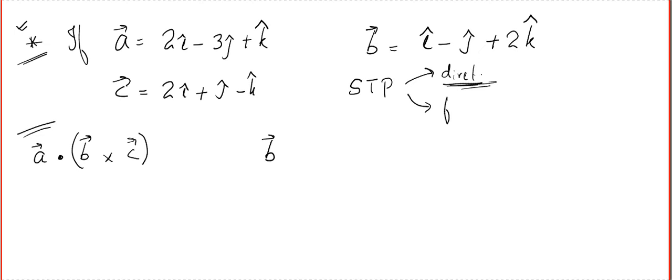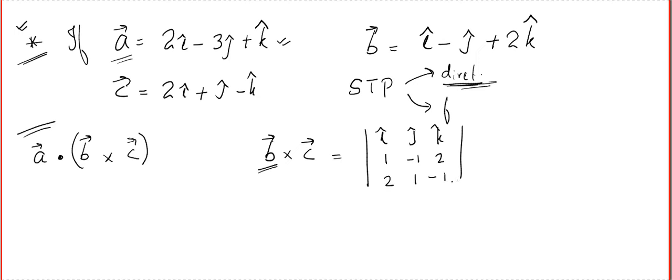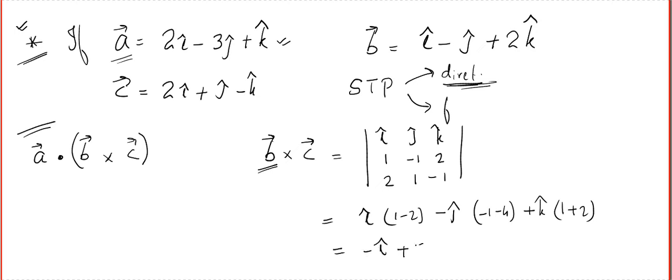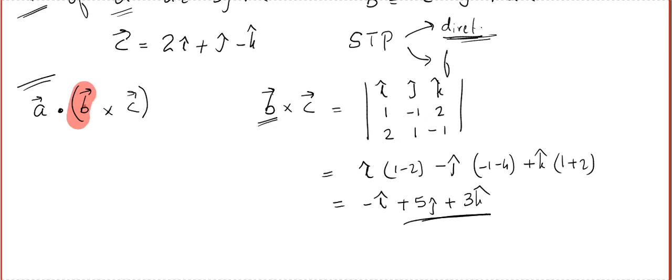Okay, so this is the direct method. We are going to evaluate B cross C. The vectors are given in component form, so the cross product is given by the determinant. The first row will be i, j, k. The second row, the components of B, will be 1, minus 1, 2, and the third row will be 2, 1, minus 1. You can expand this: i times (1 minus 2), then minus j times (minus 1 minus 4), and plus k times (1 plus 2). So you end up with minus i plus 5j plus 3k. You can confirm it.